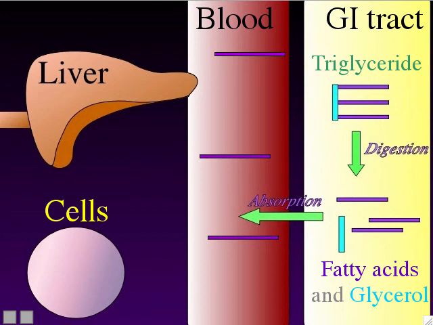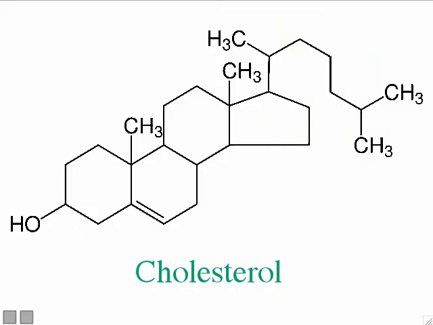So what is this special aspect of triglyceride metabolism that the liver does? Well, the short answer is making cholesterol from the fatty acids. The liver can take in fatty acids from the blood, and the liver can use those to generate cholesterol molecules. And here's a cholesterol molecule.